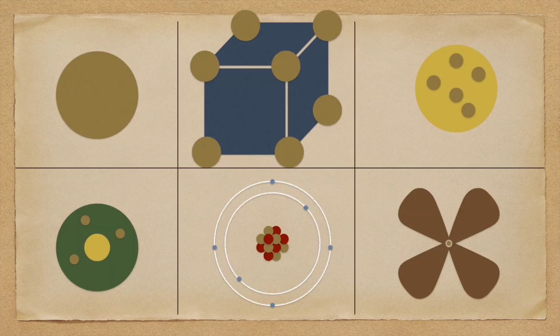Okay. The model of the atom has changed many times. For example, the first one, the one in the upper left, is basically a big sphere. The next one, the one to the right of it, that's the cube model. And then there's the plum pudding model. Seriously, that's a model. The next one, to the right of the cube, is this kind of plum pudding model.